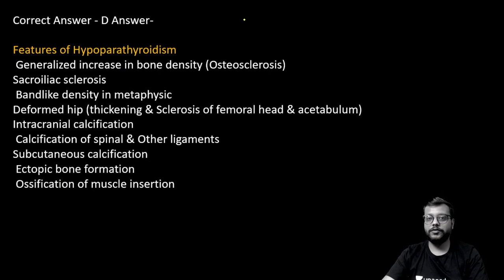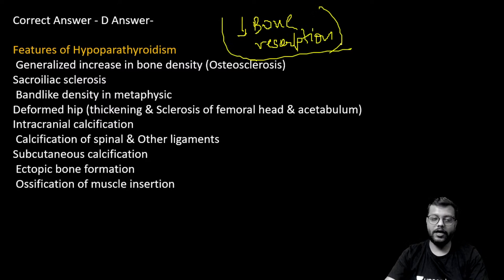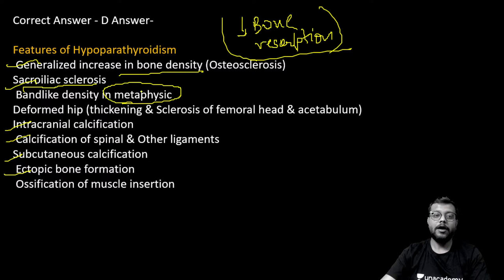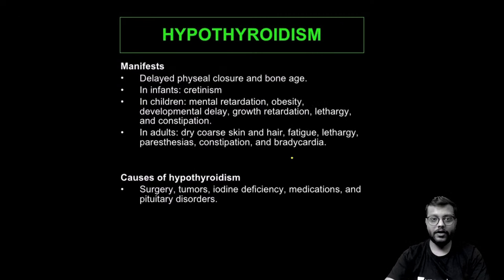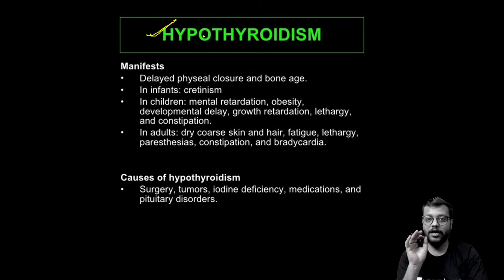hypoparathyroidism. So hypoparathyroidism mein kya hoga, there will be decreased bone resorption. So bone resorption kam hoga, so bone formation zyada hoga, aur kai bar abnormal jagah pe bhi ho sakta hai. So ectopic bone formation or subcutaneous or in spinal cord or in intracranium part, there can be calcification, there can be sacroiliac sclerosis or osteosclerosis due to increased bone density. Metaphysis pe there will be band like density, and the hip joint can also go into the sclerosis of the femur head and the acetabulum, okay. Now hypothyroidism, there is difference between hypoparathyroidism and hypothyroidism, okay, dhyan rakhna, don't get confused in this.